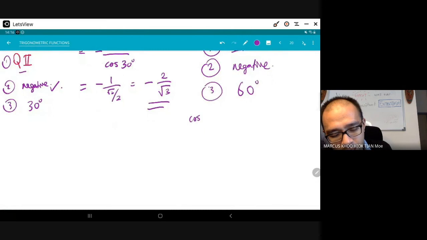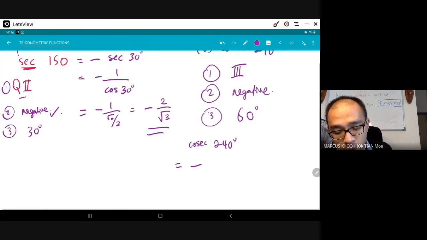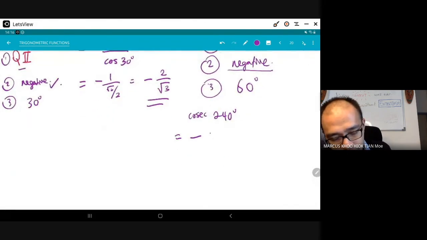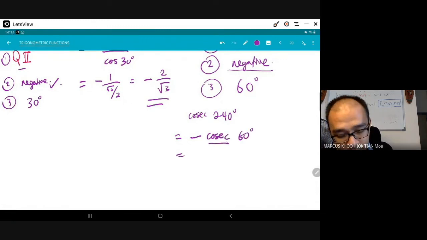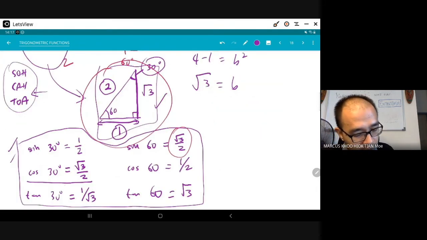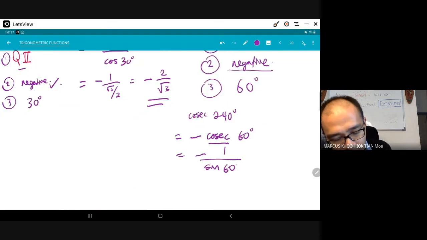So, cosecant 240 equals negative, we established this from the quadrant, cosecant 60. But we know that cosecant's friend is sine, so negative 1 over sine 60. What is the value for sine 60? Square root 3 over 2. So this will be negative 1 over square root 3 over 2, and you will get the same answer as just now, negative 2 over square root 3.